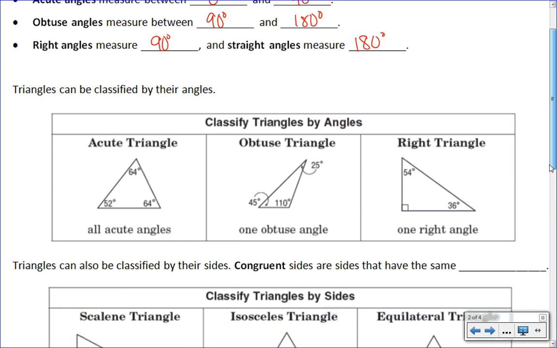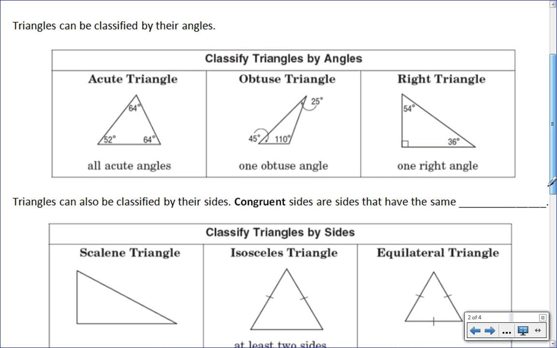Another way to classify triangles is by their sides. Congruent sides are sides that have the same length. And that's how we classify triangles by their sides, by talking about how many different sides have the same length.